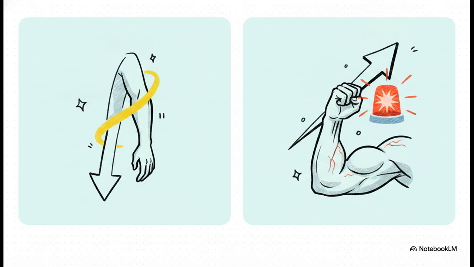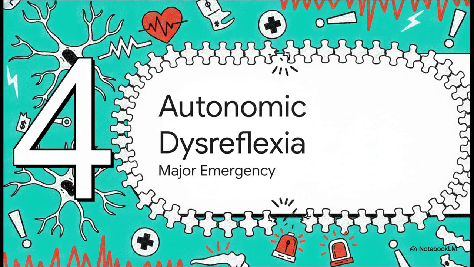So contrast that temporary flaccid state with our next major topic. Section 4, autonomic dysreflexia. Pay incredibly close attention here, guys.